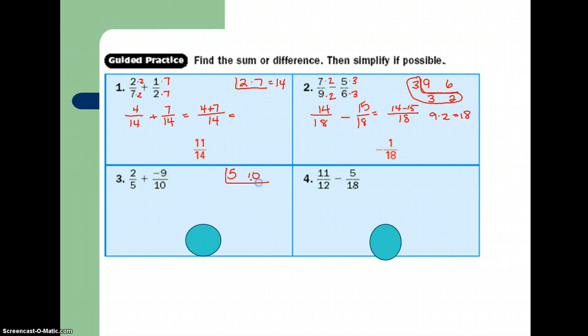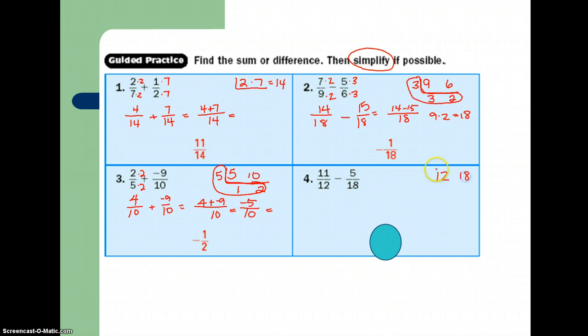5 and 10, find the LCD. They both divide by 5. This is 1 and 2. Multiply, kind of looks like an L that I multiply by. 5 times 2 is 10. Well, this is going to stay negative 9/10 because it already has a denominator of 10. Multiply by 2. 2 times 2 is 4. 4 plus negative 9 all over 10. 4 plus negative 9 is negative 5 over 10, which simplifies. Remember to always simplify, if possible, to negative 1/2. You will lose half credit if you don't simplify.